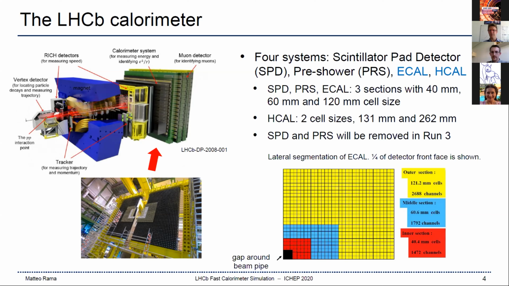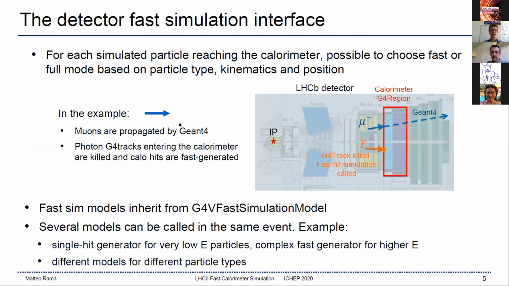Here on the bottom plot on the right, you can see a quarter of the ECAL schematic view. In black, the beam pipe hole, and then in red, blue, and yellow, the inner, middle, and outer sections with different cell sizes, ranging from 4 centimeters up to 12 centimeters.